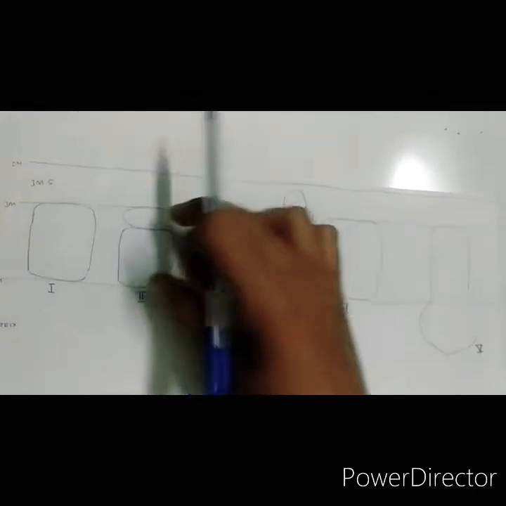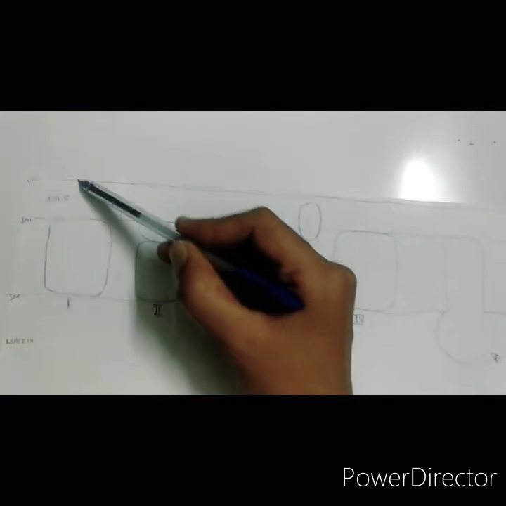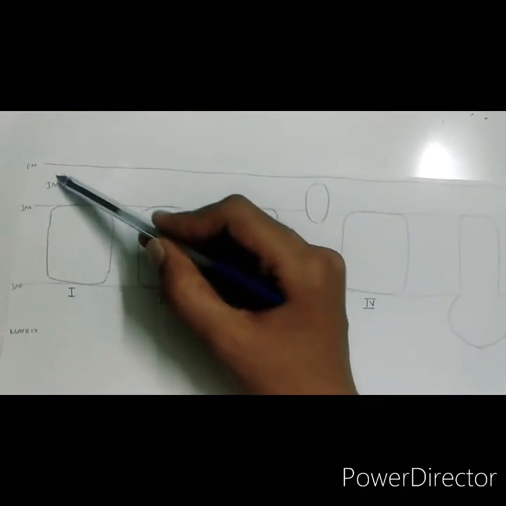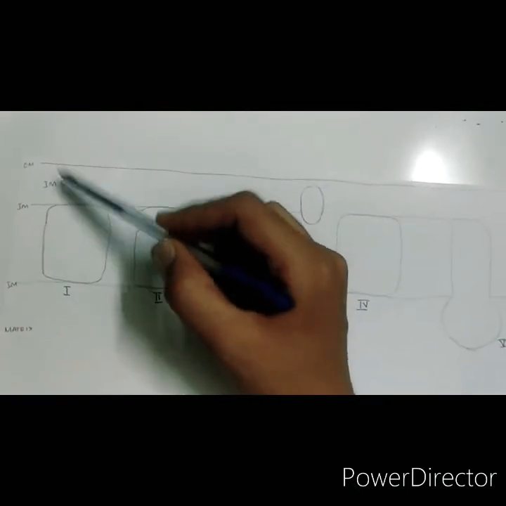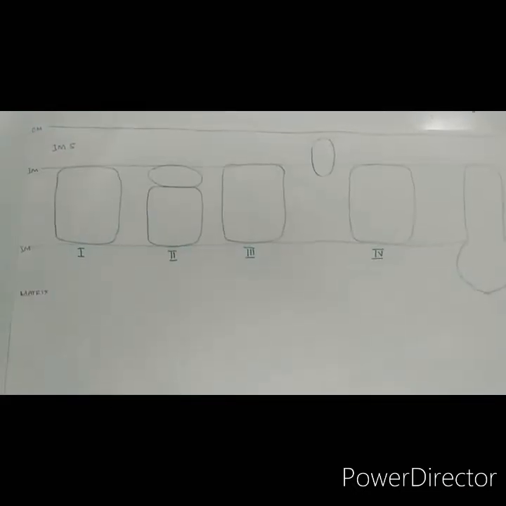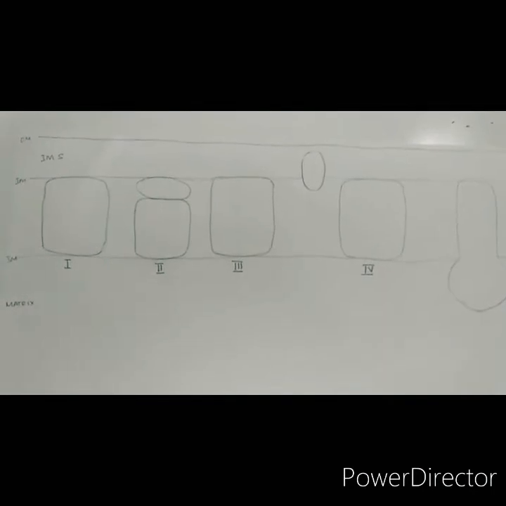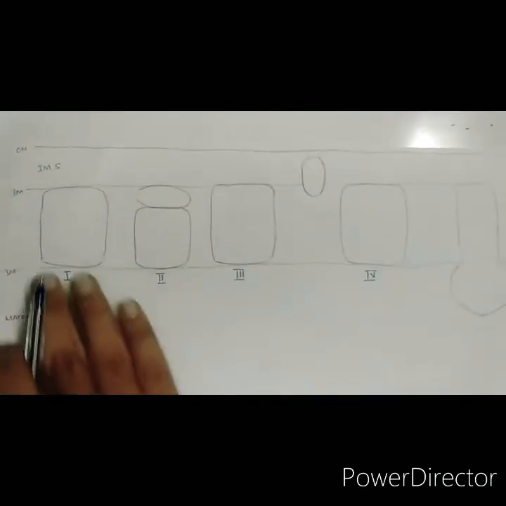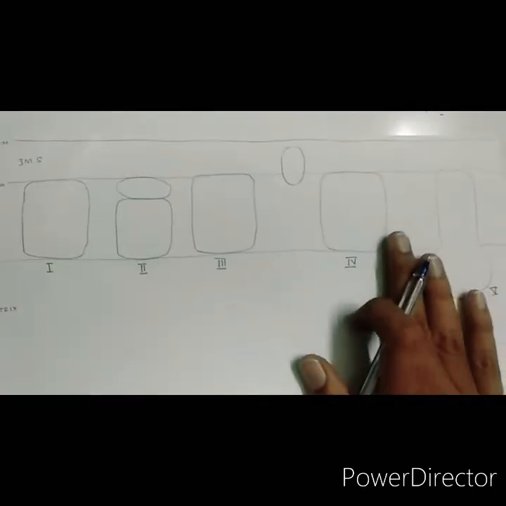So these complexes are embedded inside the inner mitochondrial membrane, and the space between the outer membrane and inner membrane is known as the intermembrane space, and inside it is the matrix. So now let us see how the electrons and the energy as well as the protons are transferred from one complex to the other complexes.